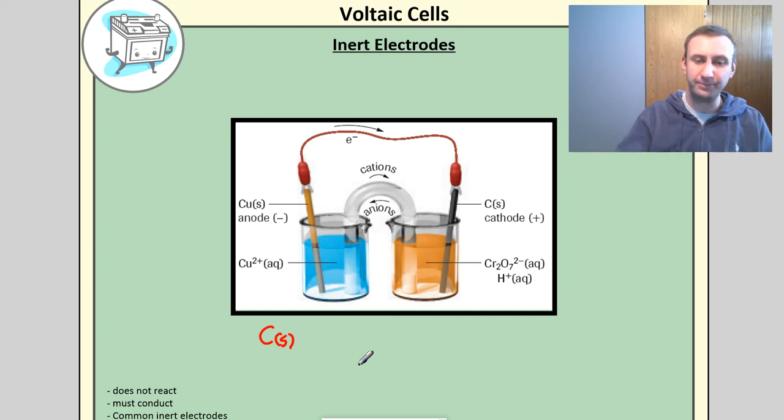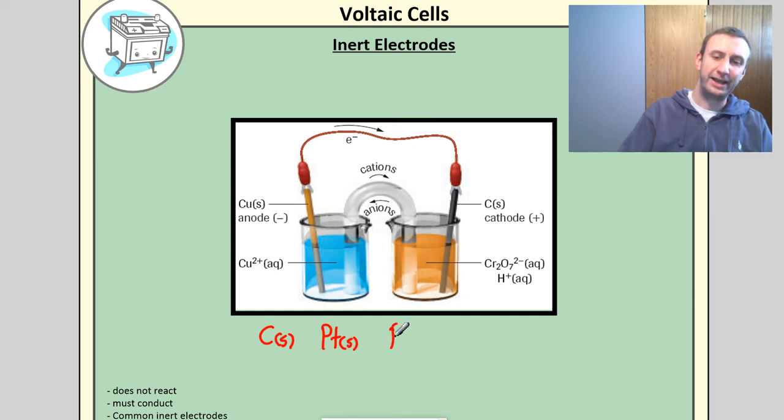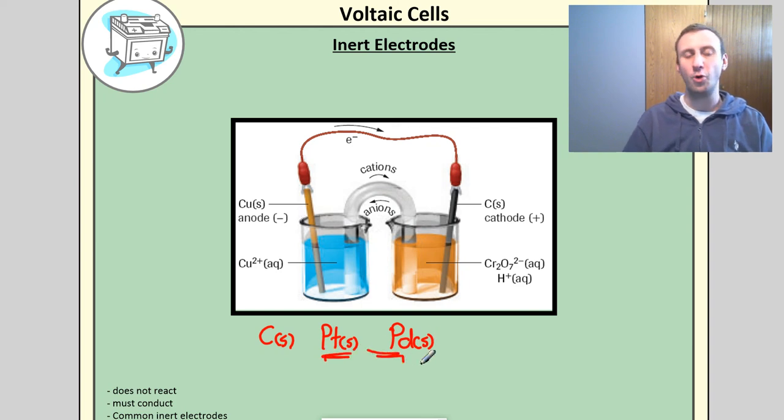The most common inert electrodes are graphite, C solid, and that allotrope of carbon does conduct, even though it's a non-metal. Graphite conducts electricity. This is the same as what is in your pencil. Pencil lead is graphite. We also can use platinum or palladium. So Pt solid or Pd solid. These are more expensive, way more expensive than graphite is, but they're very good inert electrodes.